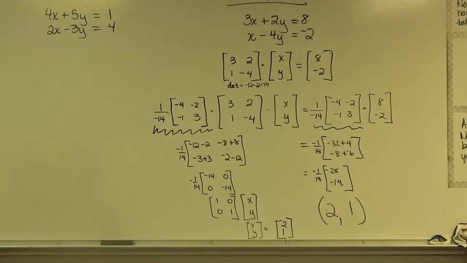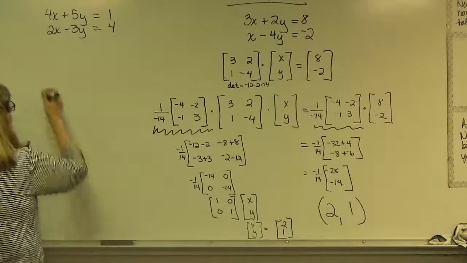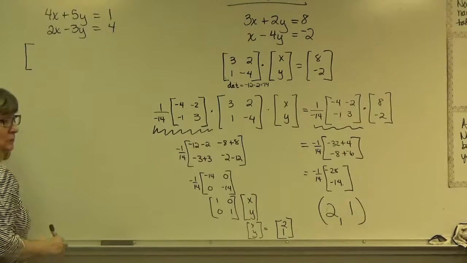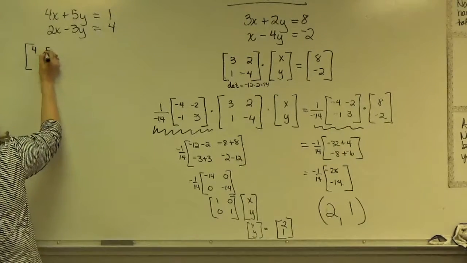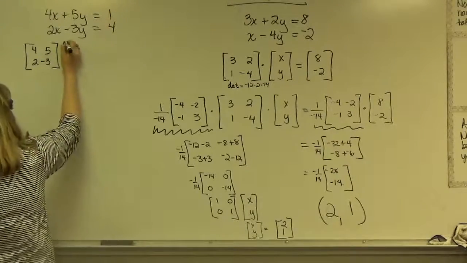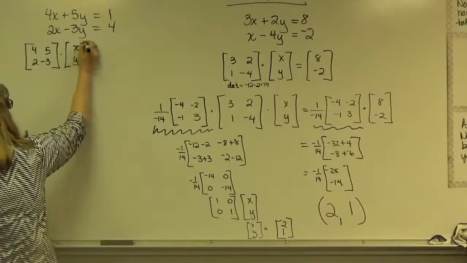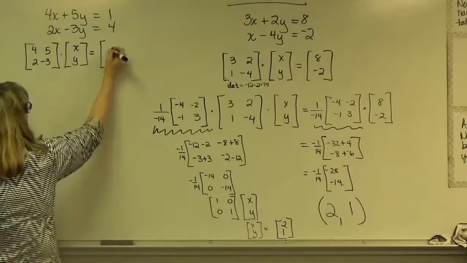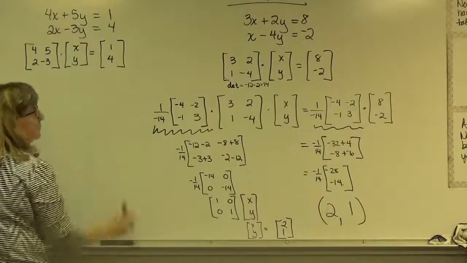Okay, so we're back to Marilyn. You get to tell me the coefficient matrix. 4, 5, 2, 3. And the variable one? Riley? X and Y. And the constants? 1 and 4.